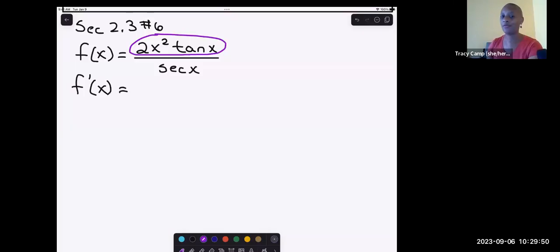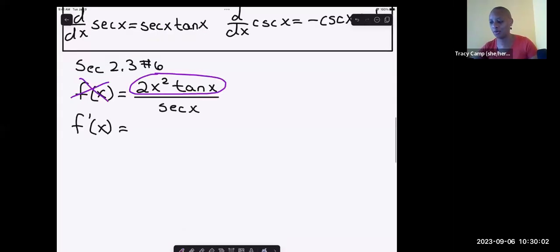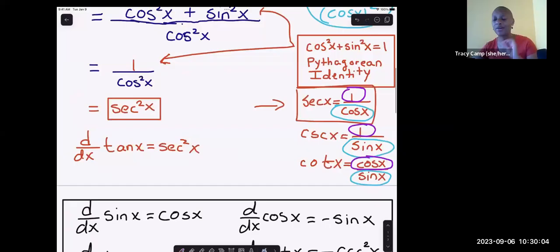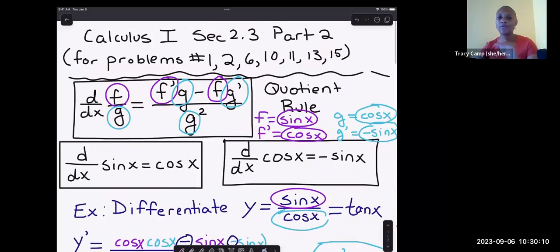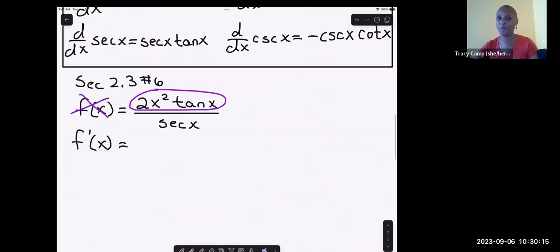What I said in part 1 of the lecture for section 2.3 is don't worry about the fact that this says F over here, just ignore that and think, okay, I'm dealing with the quotient rule. So I'm going to think of my numerator as my F and my denominator as my G. F over G.